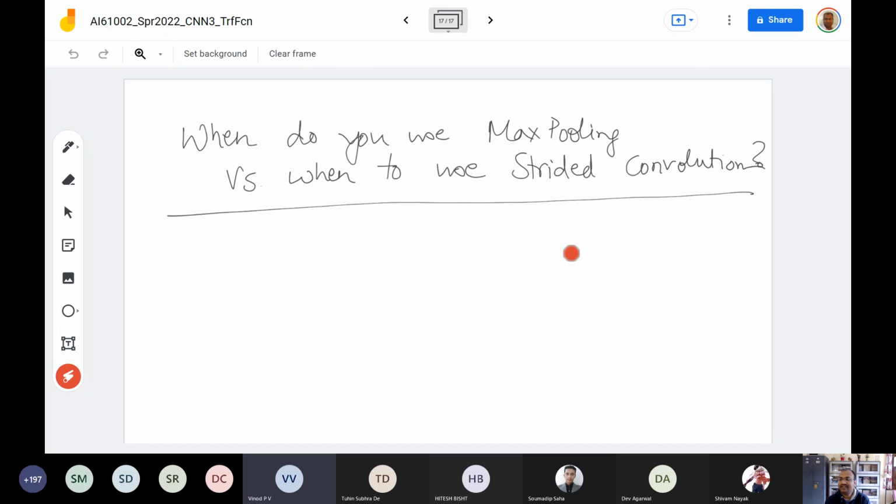But look at the other side. If you are doing convolution with a lower stride, so essentially when you are using max pooling, then your stride in convolution is 1. When I'm doing a convolution with a stride of 1, the number of mathematical operations I will have to do is much larger.